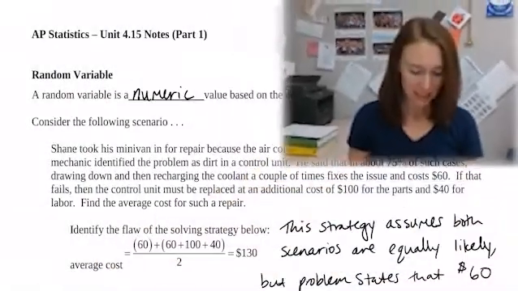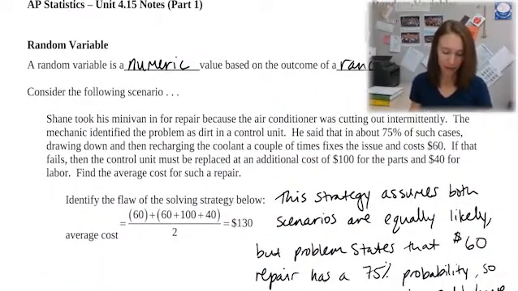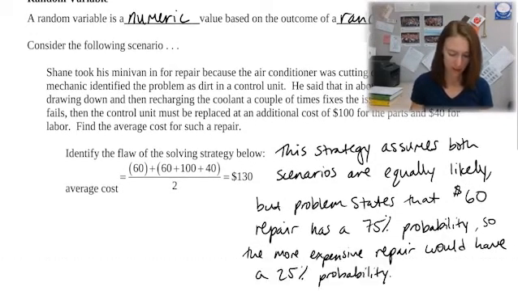Hey class, today we're going to be doing section 4.15, part 1 of our AP Stats course, which is talking about random variables. So a random variable is a numeric value based on the outcome of a random event. So let's look at the following scenario.